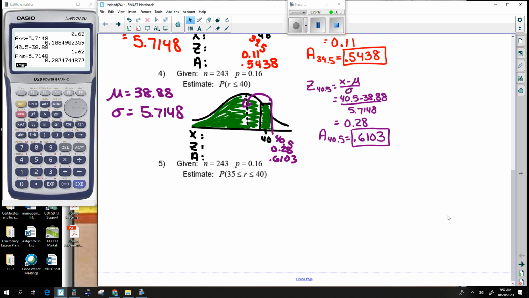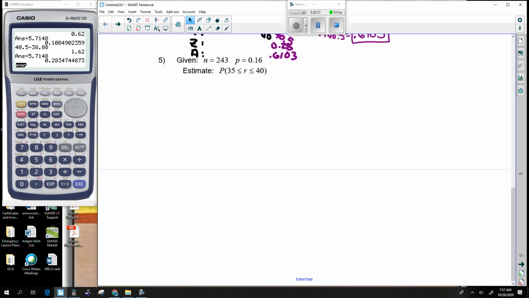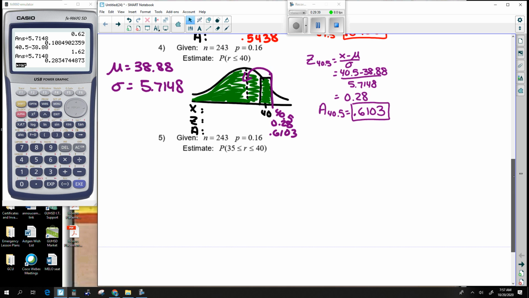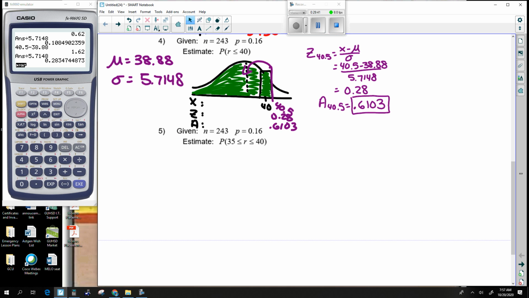Okay, the last type of problem that you'll see in this type of setup is where you're finding the probability that R is between two different things. So again, one more time, we are provided the same n and the same p as the previous problems. So that means mu is still 38.88, and sigma is still 5.7148.